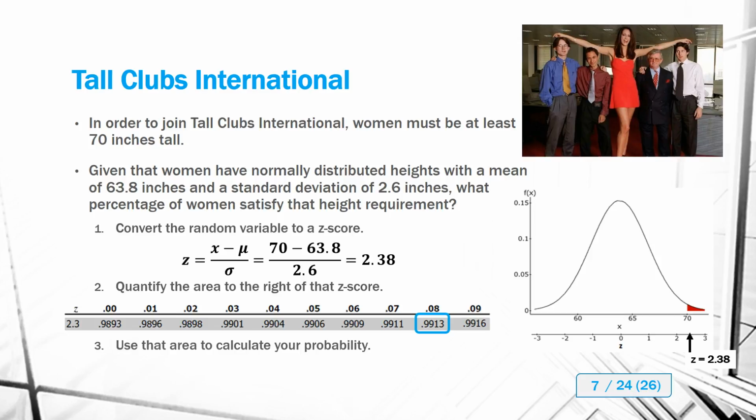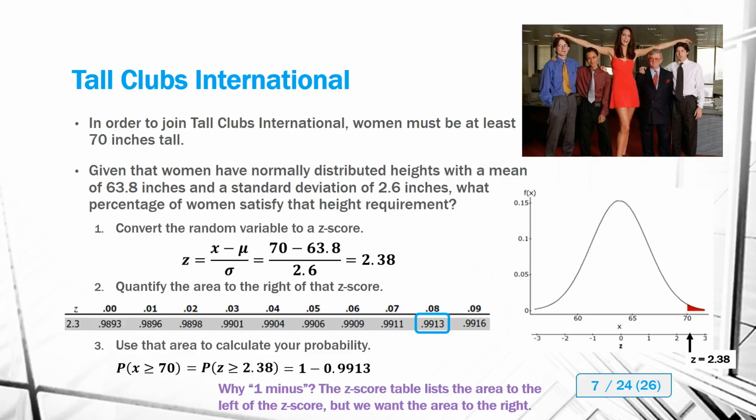Well, we can still use the area from our table to calculate the one that we want. We just have to take the complement. So the probability that x is greater than or equal to 70 is the same as the probability that z is greater than or equal to 2.38. And that's going to be the complement of the area that we read in the table. Remember, the table is listing the area to the left, but we want the area to the right. So we have to take the complement of what we see in the table. Subtracting 0.9913 from 1 gives us the area we're looking for, 0.0087.